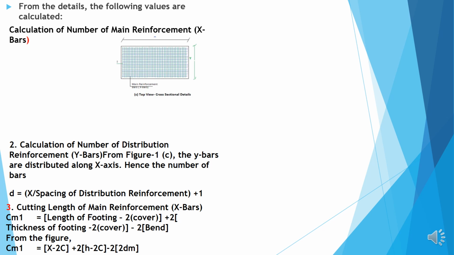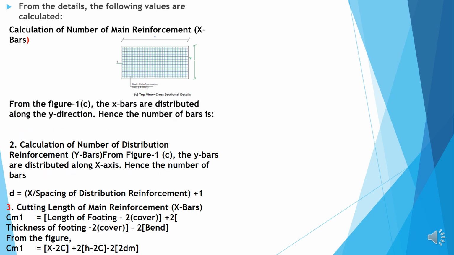Calculation of the number of main reinforcement bars, that is x bars. From the figure, the x bars are distributed along the y direction. Hence, the number of bars is y divided by spacing of reinforcement plus 1, which I am calling equation 1. Calculation of distribution reinforcement bars: from figure 1, the y bars are distributed along the x axis. Hence, the number of bars nd is equal to x divided by the spacing of distribution reinforcement plus 1.